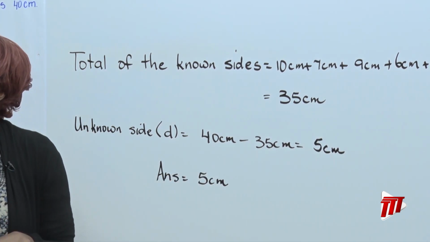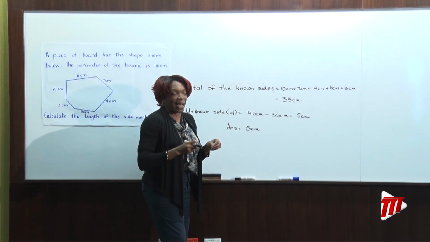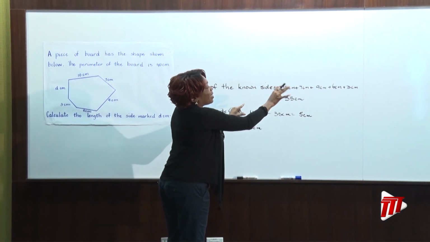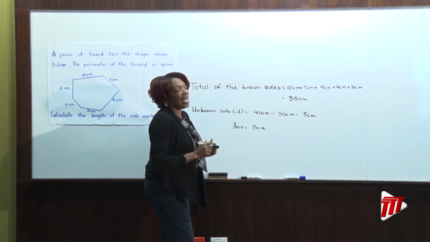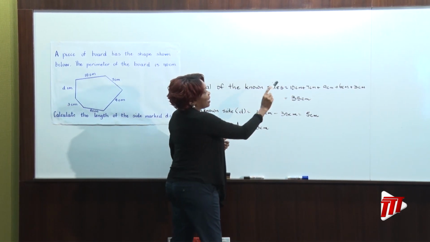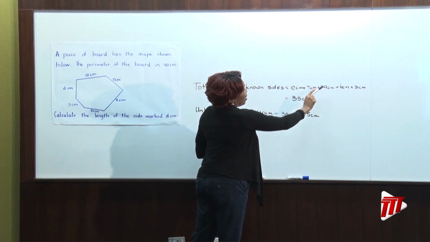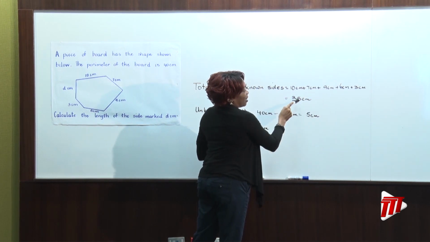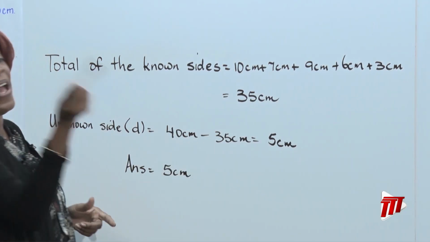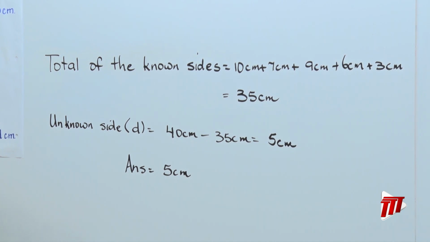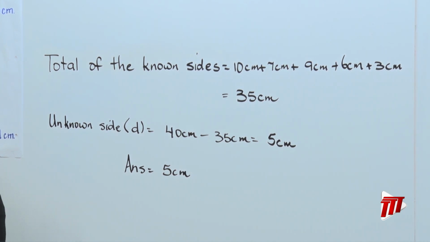And what do we always do? We always check back. So if you were to total all the sides now, you'll realize you'll get the 40. Let's do it together. 10 add 7, add 9, add 6, and 3 will give us the 35. The 35 add the 5 will give us the 40, so that you know that you are correct. Always remember to check over. Even if you think it's simple, always check over.